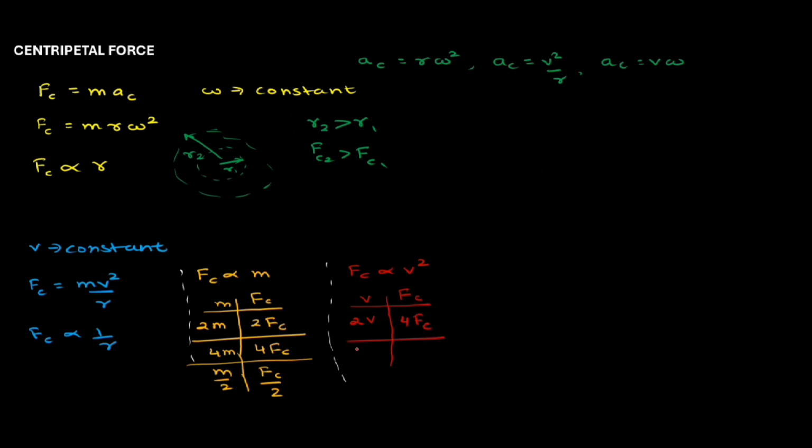Then if I triple my velocity, I make it 3 times v, centripetal force again will change by the square of this number, so it becomes 9 times Fc. Then if I make my velocity half, again centripetal force will change by the square of this number, so it will become Fc by 4. So by whatever number you change velocity, centripetal force changes by the square of that number.